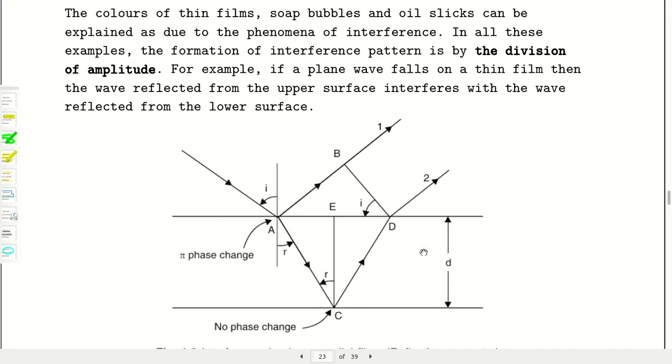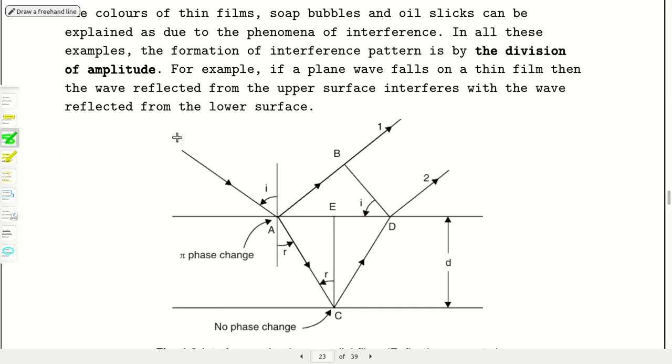So let us take a thin film where the upper surface and the lower surface are parallel to each other, and the thickness of the film is d. Light is incident at an angle i and gets refracted by an angle r, and it is again reflected with an angle r, and finally transmitted, number 2, to the vacuum, and the first part of the incident light gets reflected from the top surface, which is denoted as 1. So 1 and 2 lights are coming from the same source.